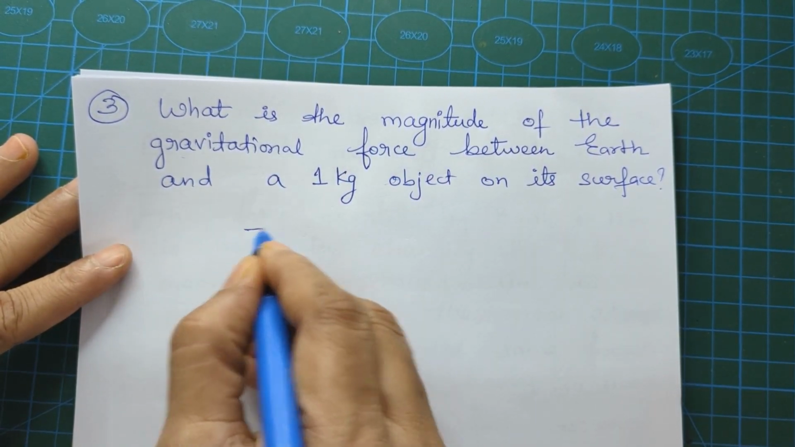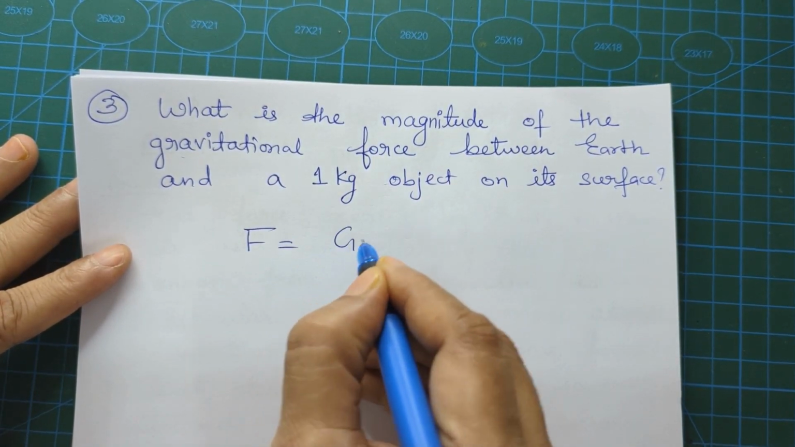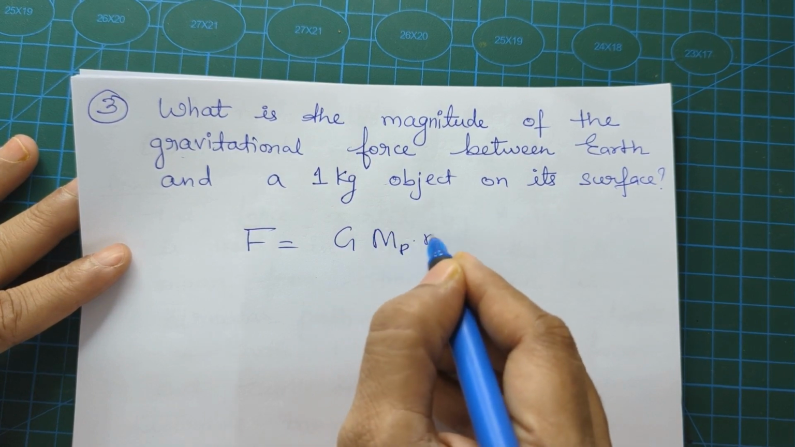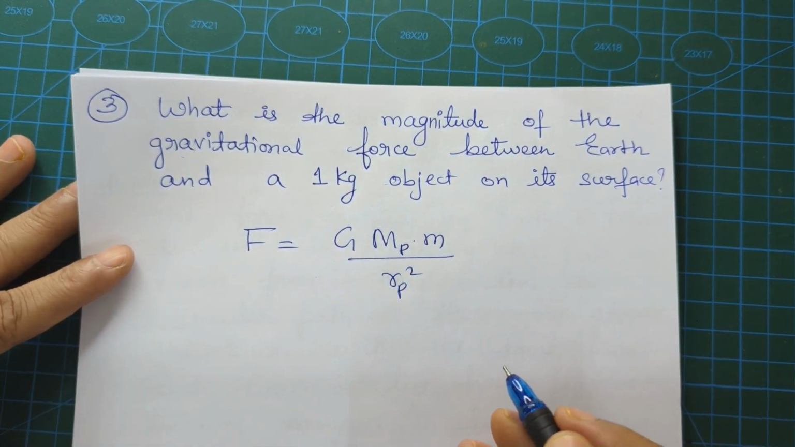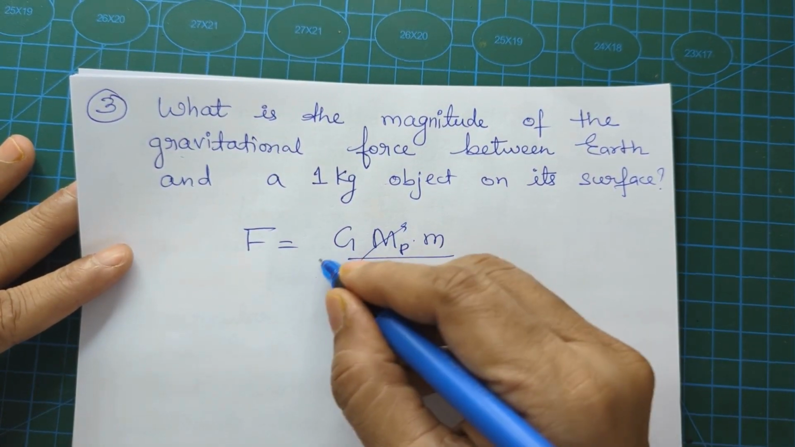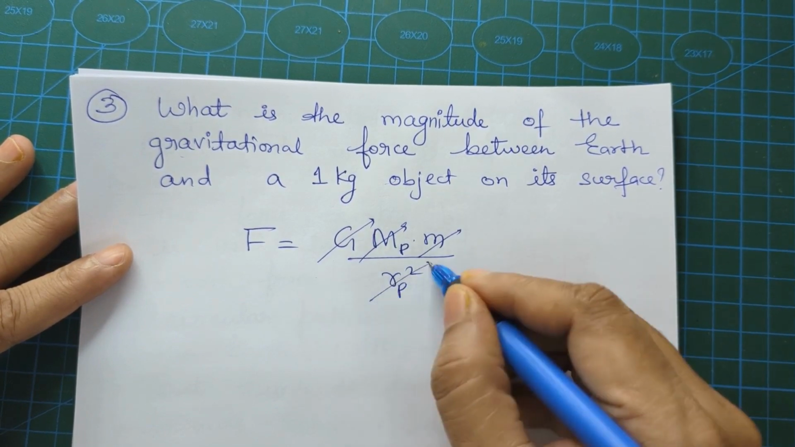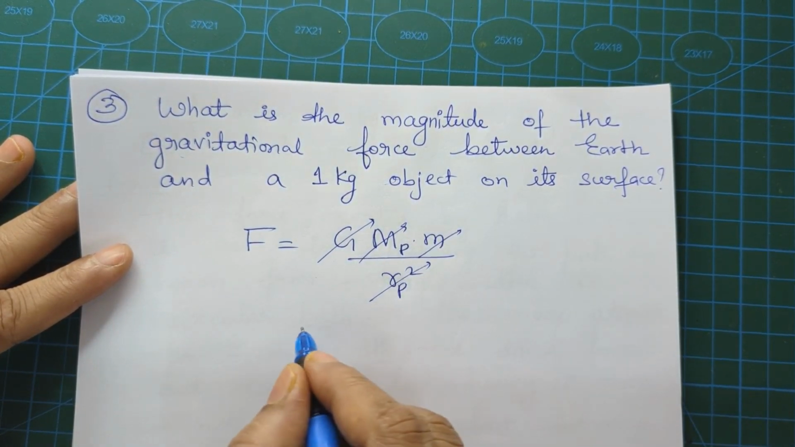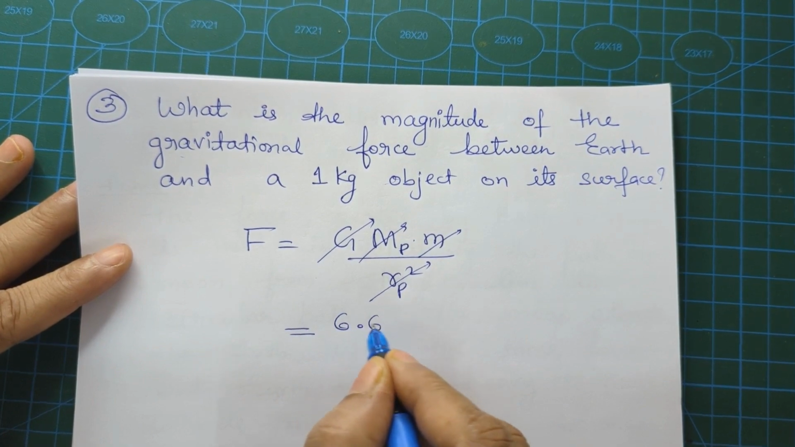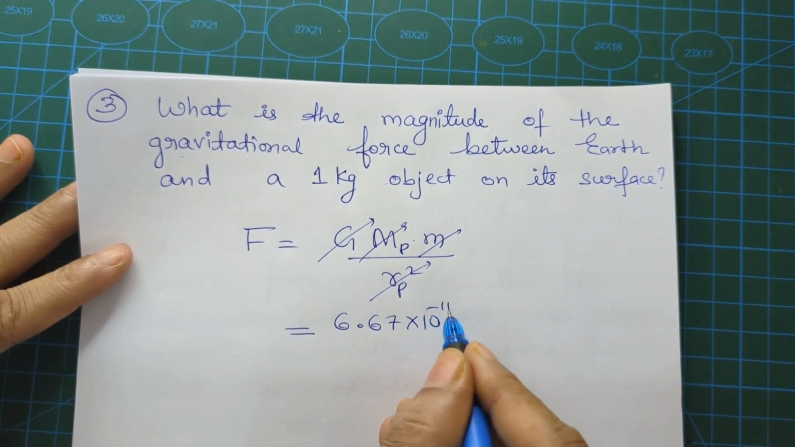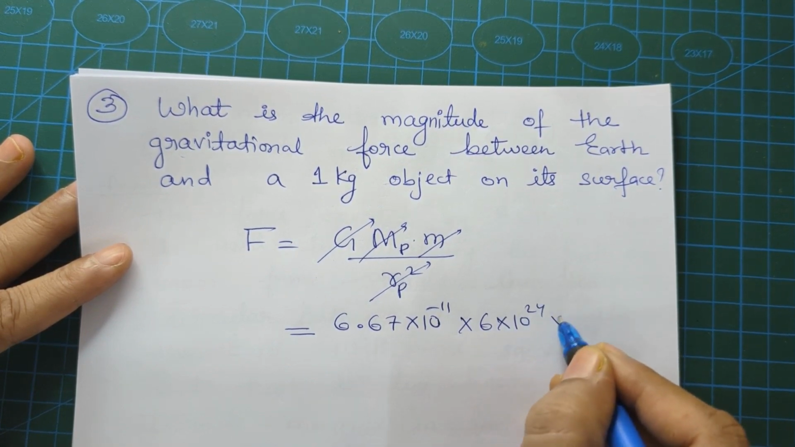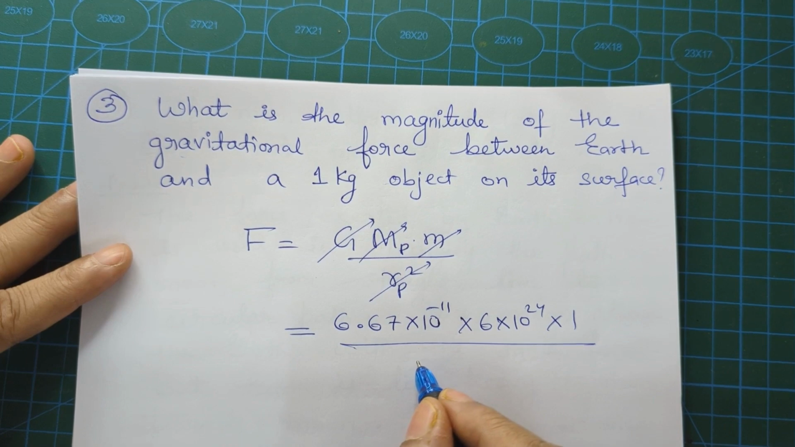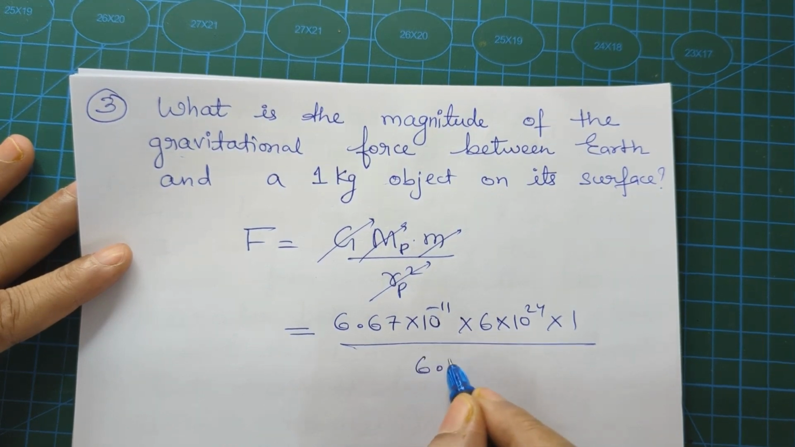Magnitude of force, we calculate force as G times mass of planet times mass of the object by radius of the planet square. So this is the formula, the universal law of gravitation. Mass of earth we know, G we know, mass of object is 1 kilogram, radius of planet 6400 kilometers. So I am putting all the values: 6.67 into 10 to the power minus 11. This is in MKS unit. Mass of earth is 6 into 10 to the power 24 kilograms. Mass of the object is 1 kilogram. Radius of earth is 6400, but we'll write it as 6.4 into 10 to the power 6 in terms of meters.